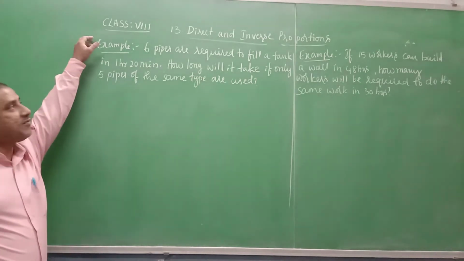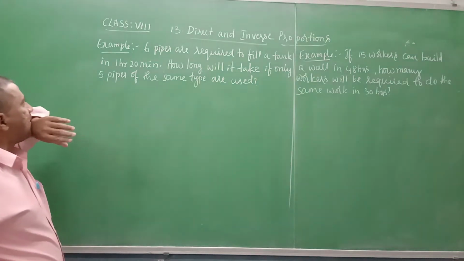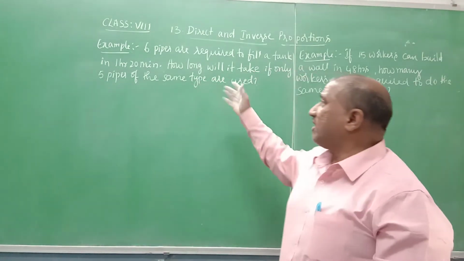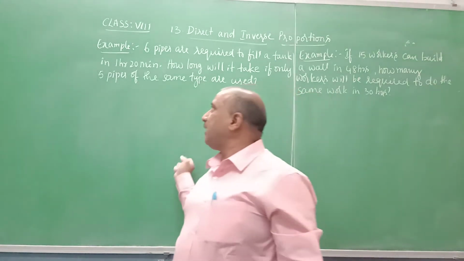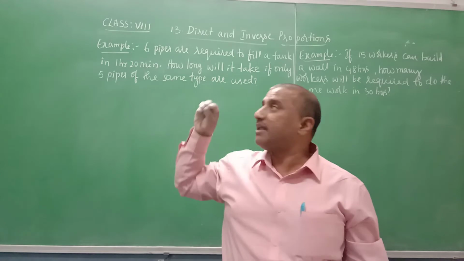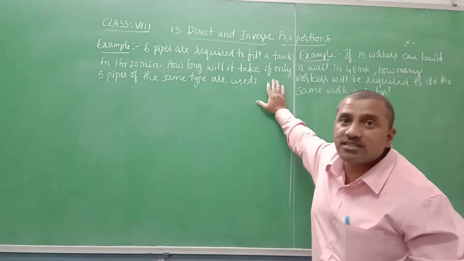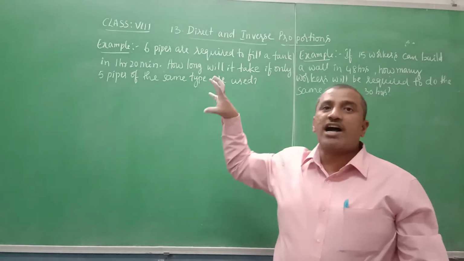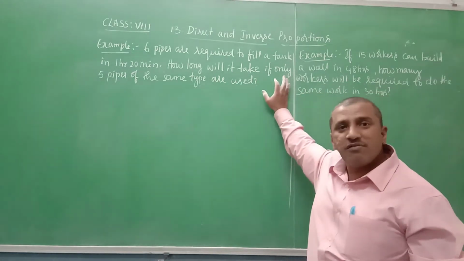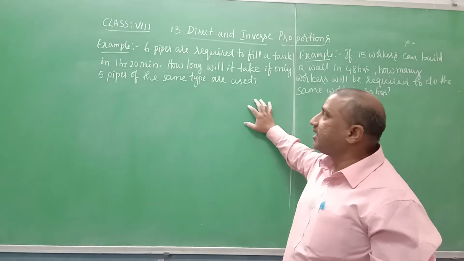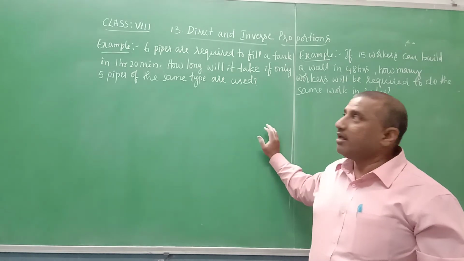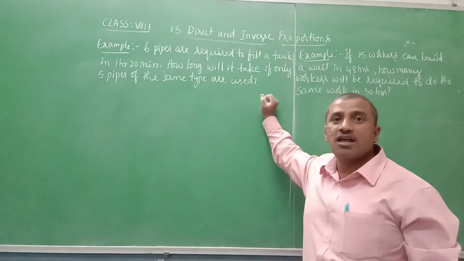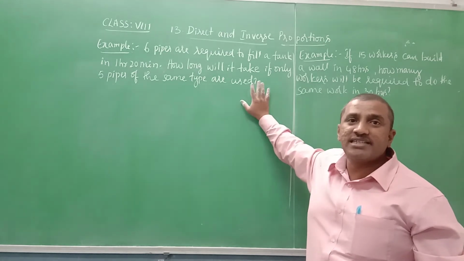Example. 6 pipes are required to fill a tank in 1 hour 20 minutes. So 6 pipes can fill a tank in 1 hour 20 minutes. It means how many minutes? 80 minutes. 1 hour is 60 minutes plus 20, it is 80 minutes. How long will it take if only 5 pipes of the same type are used instead of 6 pipes to fill the same tank? Will they take more time or less time? The number of pipes is reduced, so definitely it will take more time. So it is in which proportion? Inverse proportion.